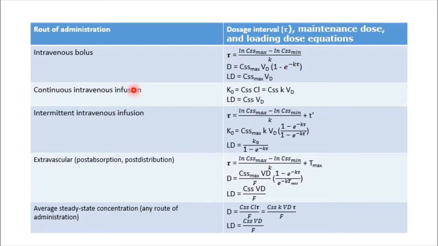For the continuous intravenous infusion, the calculations are different. For intermittent intravenous infusion, the calculations are different. And for extravascular post-absorption distribution, we also have the introduction of the bioavailability factor in the equations to be considered, and also for the average steady state concentration at any route administered, the equations are different. Again, you don't need to memorize these equations. We can simply provide them as an appendix with your examination paper.